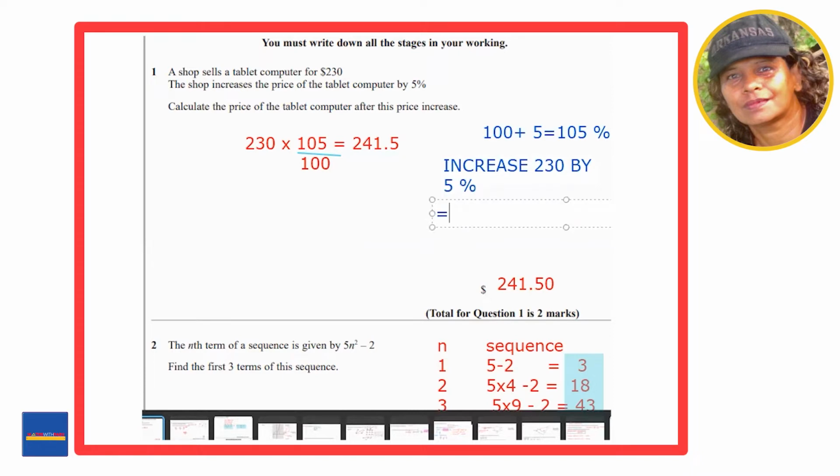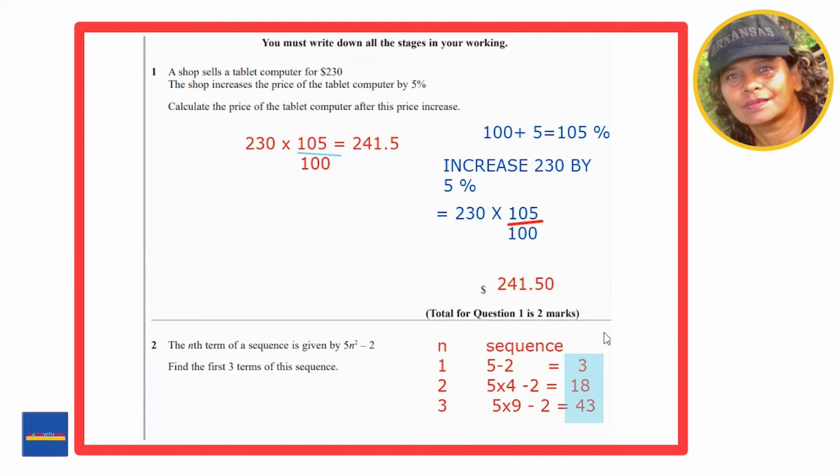So that's the same as saying 230 into 105%. And that's what we have here. So it's 230 into 105 over 100 because that's what 105% means. And then our answer is going to be 241.5. So that's our first question. Now let's move on to the second question.